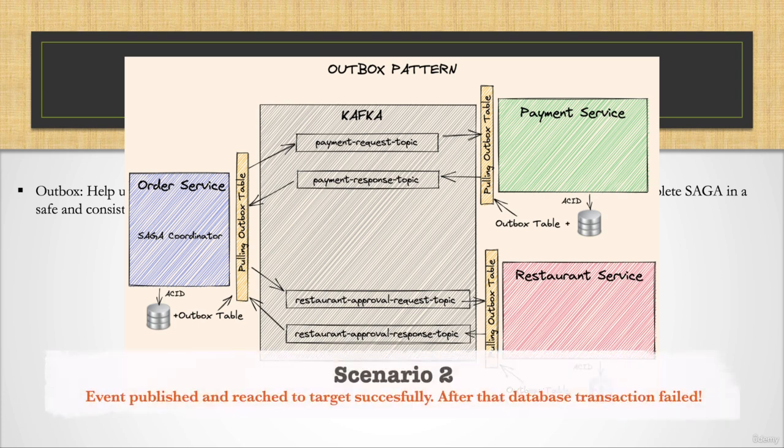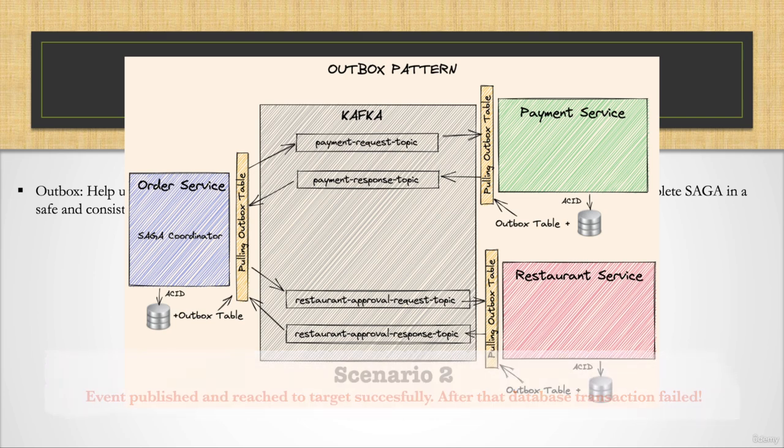Instead of that, if you first publish the event and then try to commit the database operation, things can go even worse. The local database transaction can fail. In that case, you would have already published a wrong event, which you should never have published.